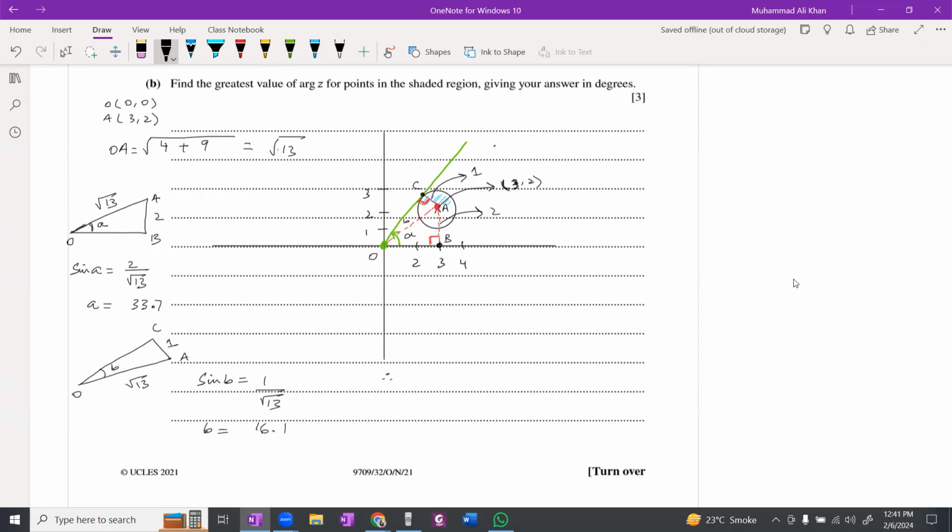Now, this angle is A and this angle is B. Therefore, the final maximum argument of Z is angle A plus angle B. So angle A plus angle B will be 49.8. Summation of both is 49.8. A question of 3 marks.